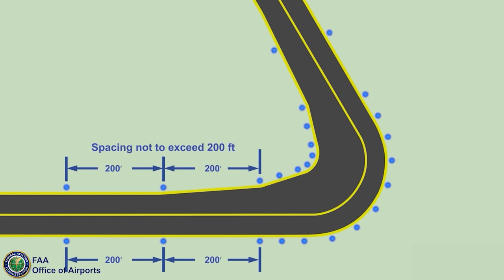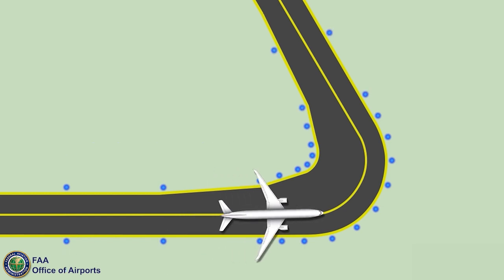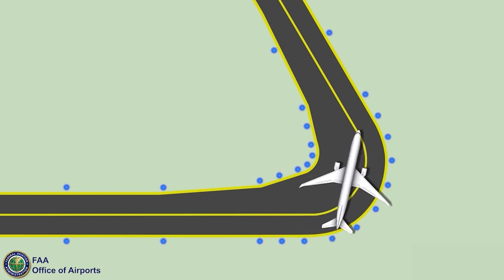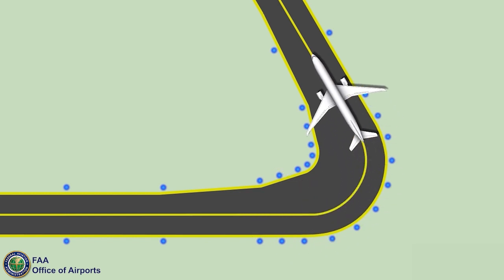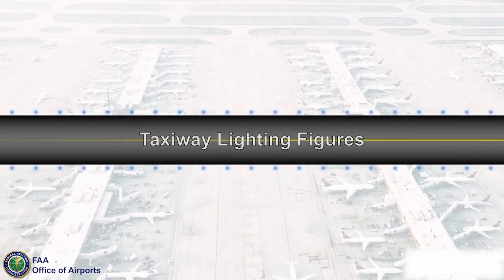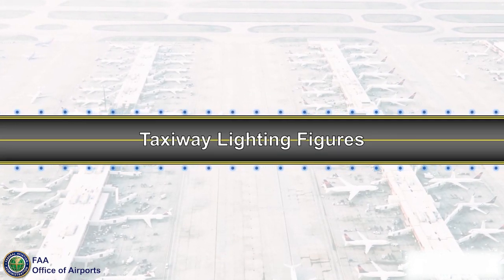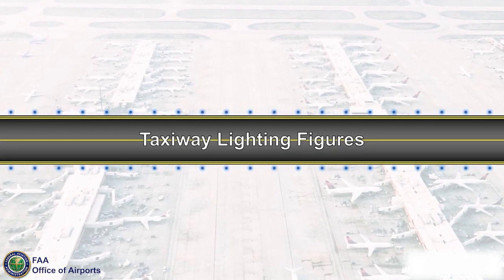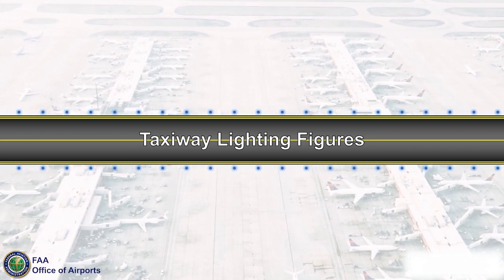Taxiway edge lighting conforms to AC 150/5300-13, fillet geometry. AC 150/5340-30 includes figures for the following taxiway lighting configurations.